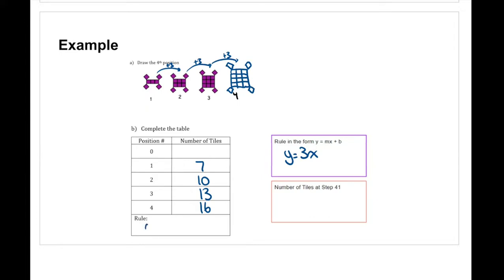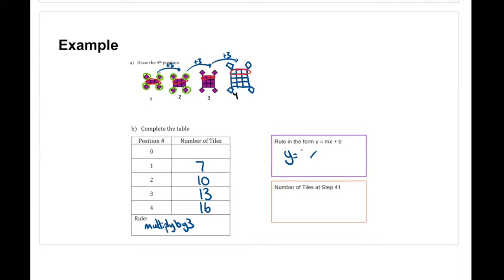Or in words, we're multiplying by 3. Now if I look at my rule, multiply by 3, that's not the entire rule, because 1 times 3 does not equal 7, and 2 times 3 does not equal 10. So there needs to be something else. If we look at our pattern, there is something we haven't taken into consideration yet. Our multiplier took care of the constant change. The other part is these 4 tiles that don't seem to be changing.